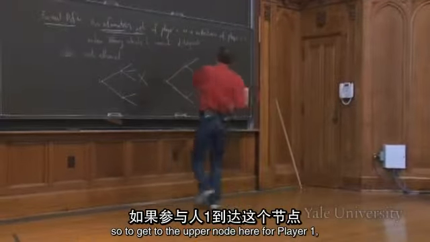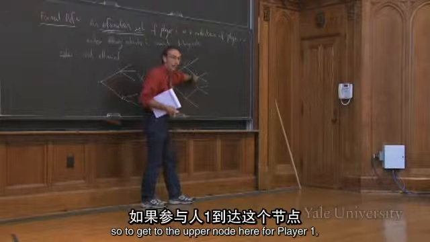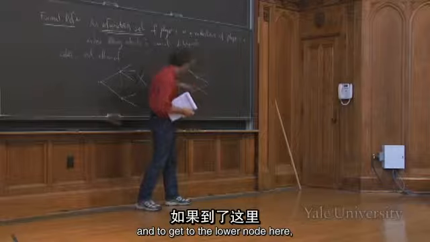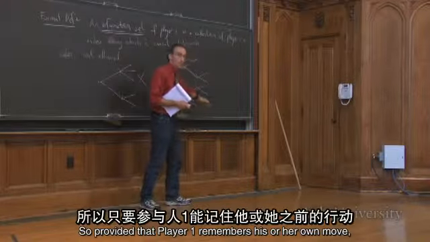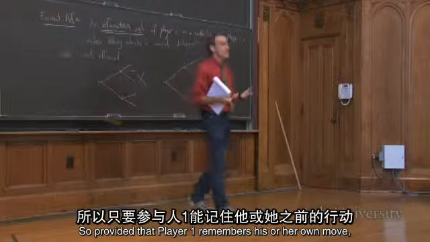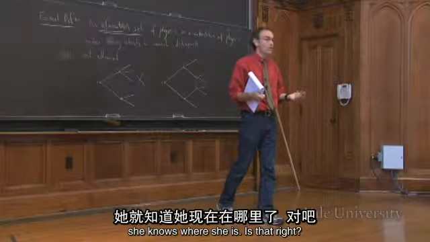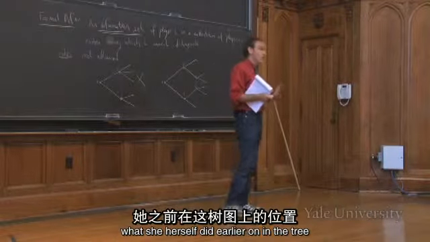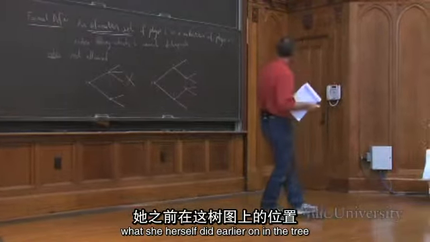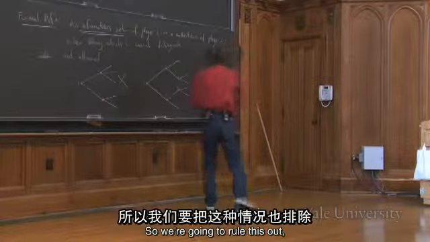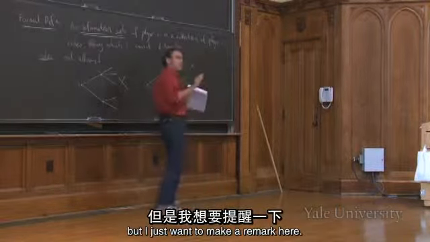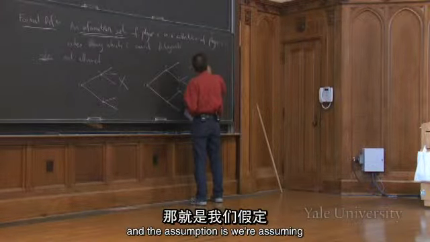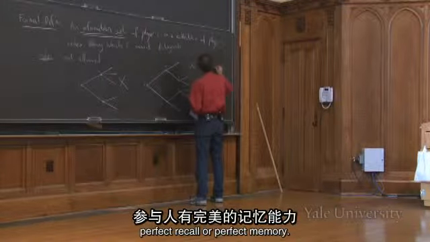Exactly. So to get to the upper node here, player one must have chosen up before. And to get to the lower node here, player one must have played down before. So provided that player one remembers his or her own move, she knows where she is. Right, so provided player one can recall what she herself did earlier on the tree, she should be able to distinguish these things. So we're going to rule this out, but I just want to make a remark here. There's an assumption in ruling it out, and the assumption is we're assuming perfect recall, or perfect memory.